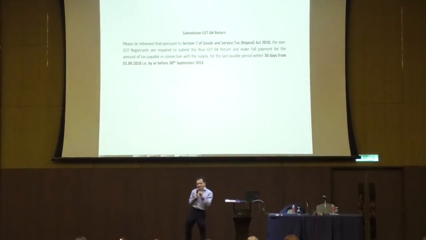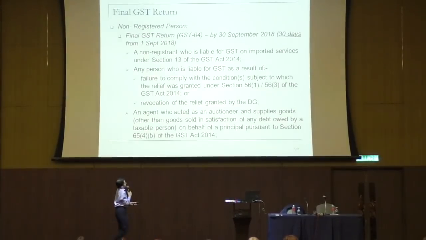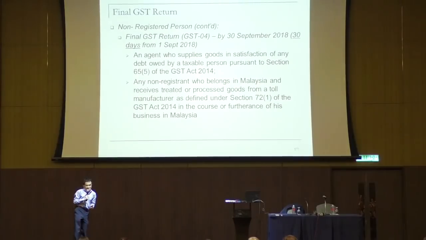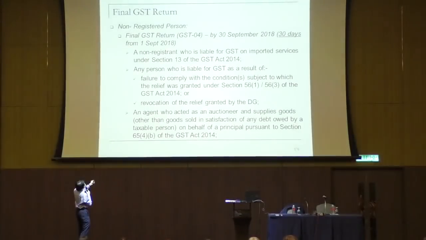This falls under 5 circumstances. Yeah? 1, 2, 3, 4, 5. 5 circumstances. Yeah? You are not a registered person. You need to submit your final GST return by 30th September. And take note, not registered person, they don't submit GST 031. You submit GST 04. Yeah?